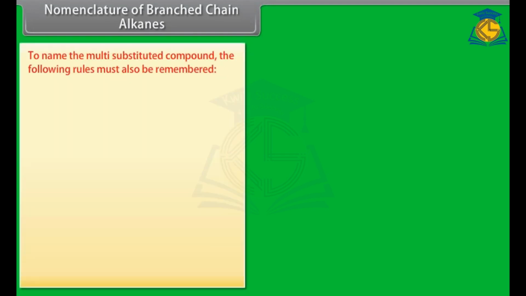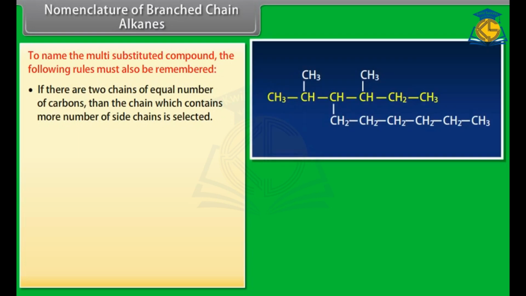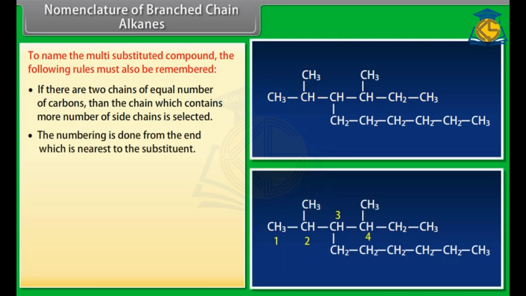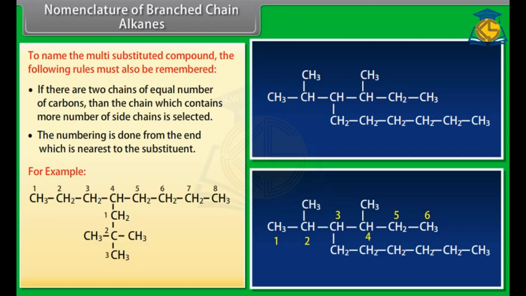Nomenclature of branched chain alkanes. To name the multi-substituted compound, the following rules must also be remembered. If there are two chains of equal number of carbons, then the chain which contains more number of side chains is selected. The numbering is done from the end which is nearest to the substituent. For example, the IUPAC name of the given compound is 4,2,2-dimethyl propyl octane.